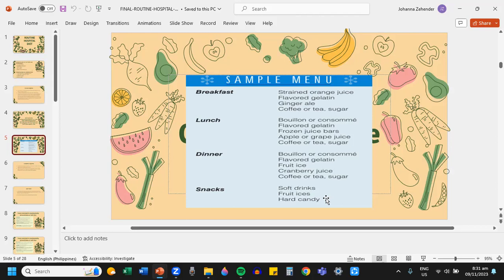Okay, so itong si hard candy, isinali siya kasi, di ba, nagme-melt siya. Okay, so it comes as solid at first, but once it's in the mouth of your patient, natutunaw siya ng salivary enzymes, nagiging liquid siya. Okay, that is why included si hard candy dito.